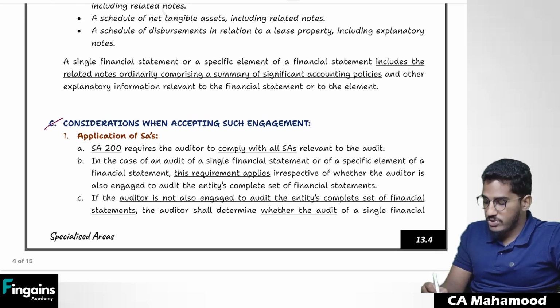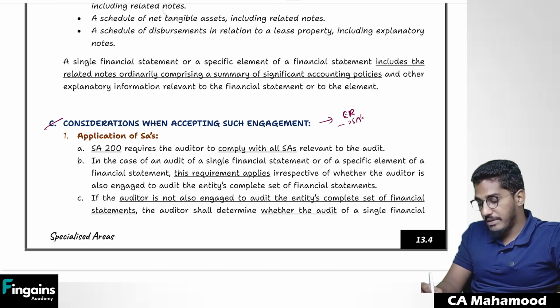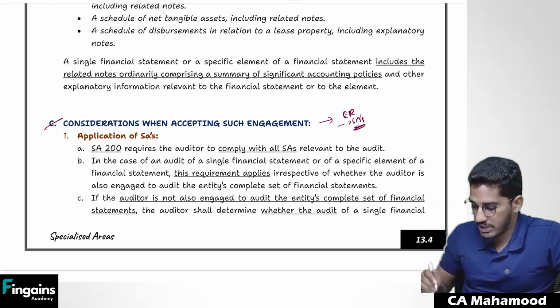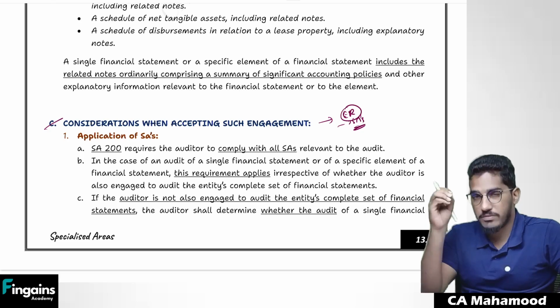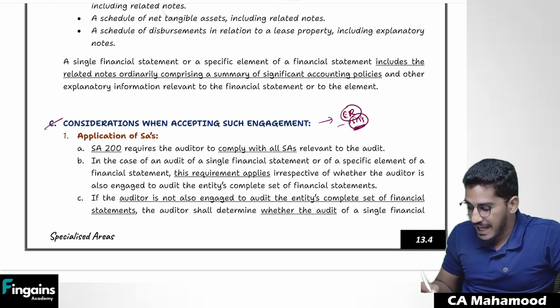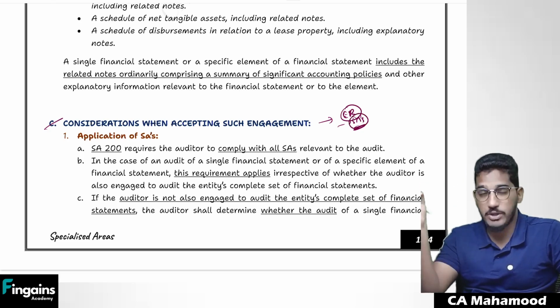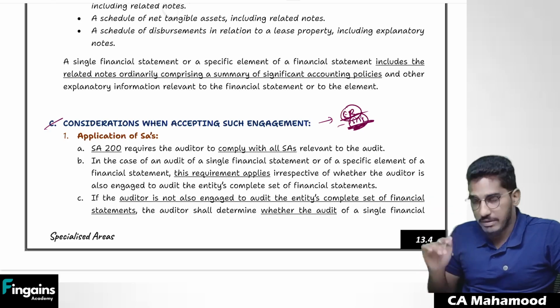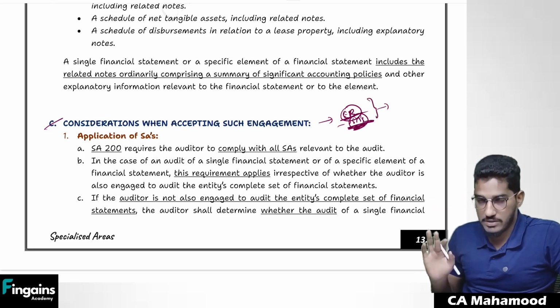Here also, you need to check whether you will be able to comply with the ethical requirements, whether you will be able to comply with all the standards, like the way we do it in other engagements. Here also we have to check two things. In case we accept the audit of the single financial statement, or of that specific element of the financial statements, will you be able to comply with the ethical requirements? Will you be able to comply with all the standards? These things we have to consider.